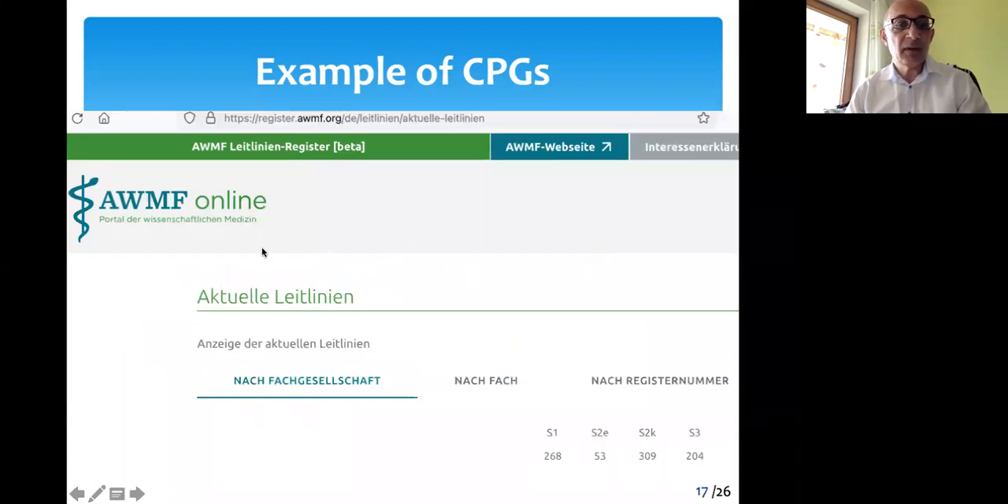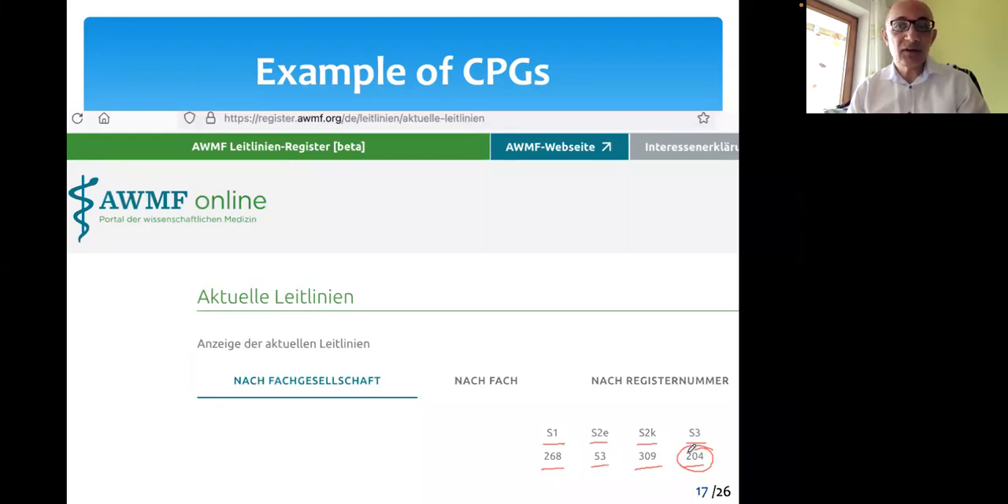and as another example, we may look at the German guidelines. This is a screenshot from the web page of the German Association of Scientific Doctors. And you see here the different levels of guidelines, S1, S2 evidence, S2 consensus, and S3, and the relevant numbers of guidelines present currently. This screenshot is relatively current. So they have a total of 204 S3 guidelines used in Germany.